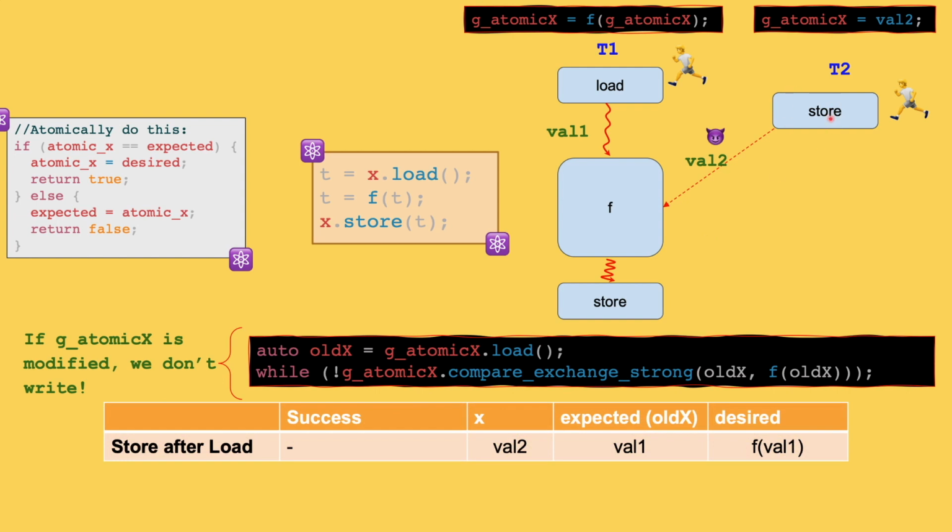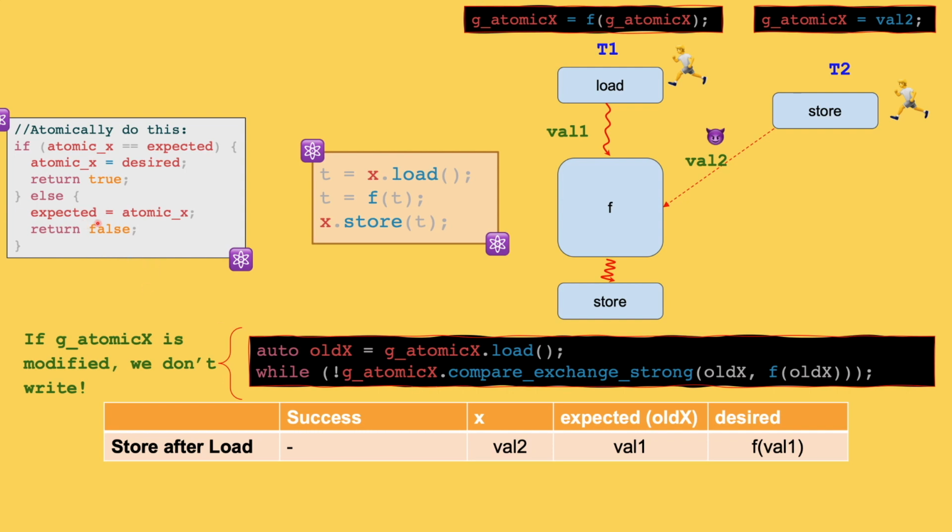So if store happens after load, the stored value is now updated to value 2. We read the previous value of X, which is value 1, and that exists inside the expected value, which we call old X now. And then what we want to do is to update to f of value 1. That's what thread 1 wants to do, but thread 2 came along and wrote value 2. Now, compare and exchange can detect this because value 2 is not value 1, so we go to this part of the algorithm, and in this case, we don't update atomic X.